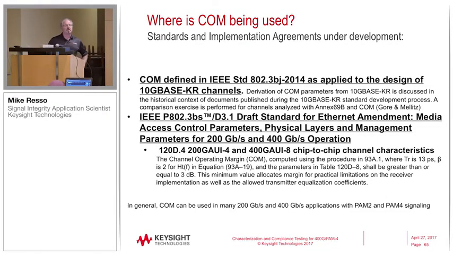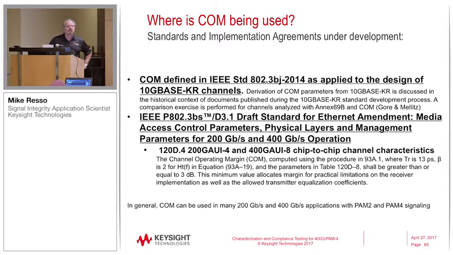So where is COM being used today? As I mentioned, it's rather new. There's IEEE standards that are starting to use them. There's more proposals that are going around these various organizations. 802.3bj is one of the first that started implementing this for 10G based KR channels. Also, the 802.3bs, there's draft standards in there.